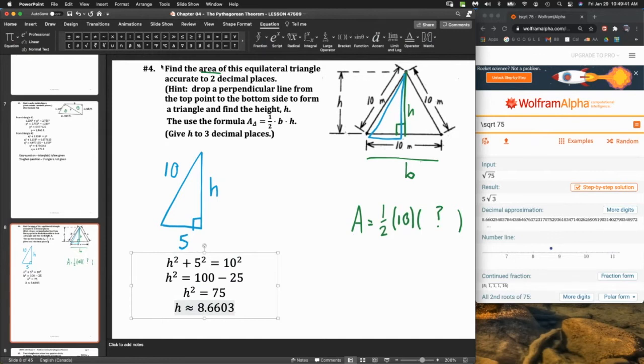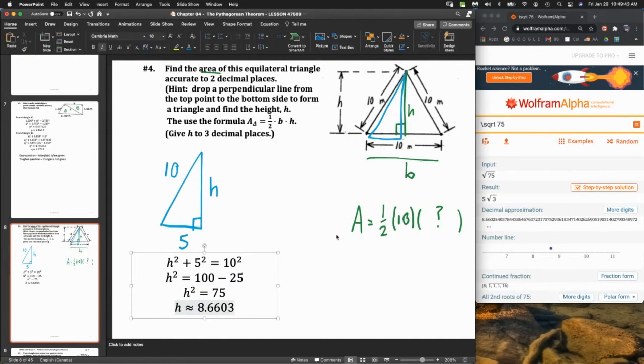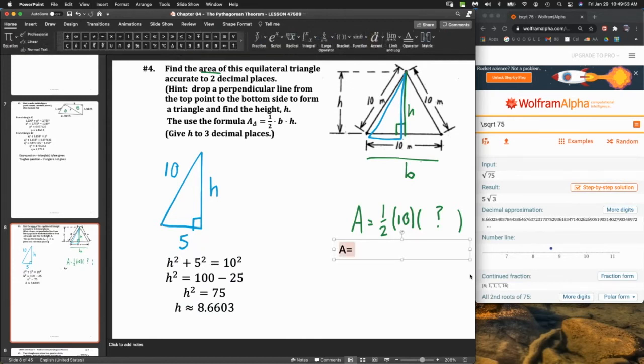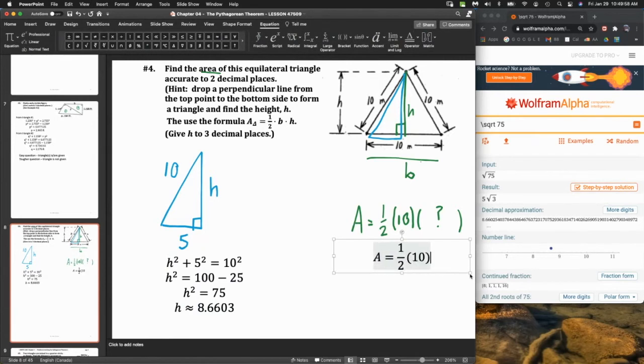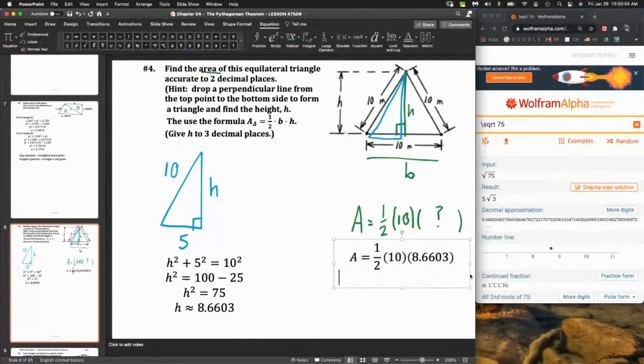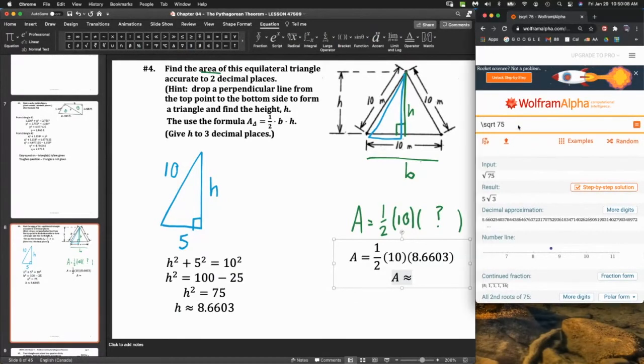8.6603. So I'm going to go over here. I'll just type it instead of writing it with the stylus because it's way too slow. So the area equals half by 10 times 8.6603. What's the area, people?